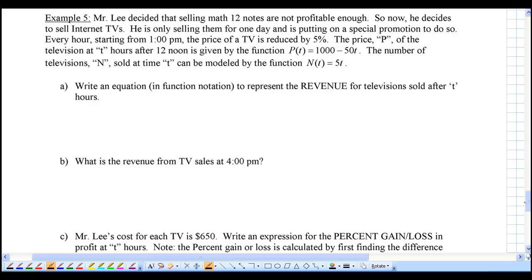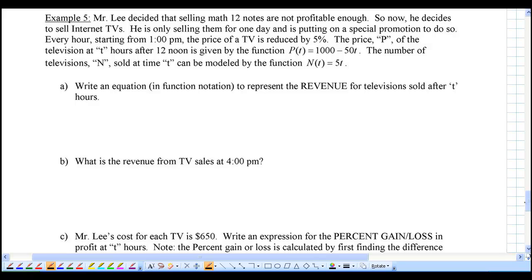Now the price, which I call P, of the television at T hours after 12 noon, so T represents how many hours after 12 noon, is given by this function. P of T equals 1,000 minus 50T, meaning I'm going to start with $1,000 and reduce it by $50 every single time. Now by doing so, I did some data crunching, and I found out that the number of televisions, that's N, sold at time T can be modeled by this function, 5T.